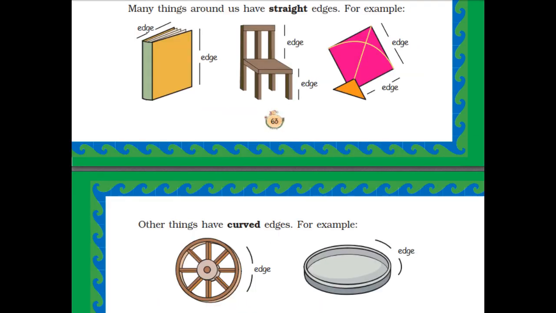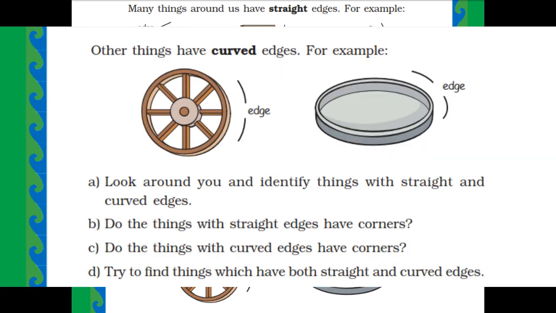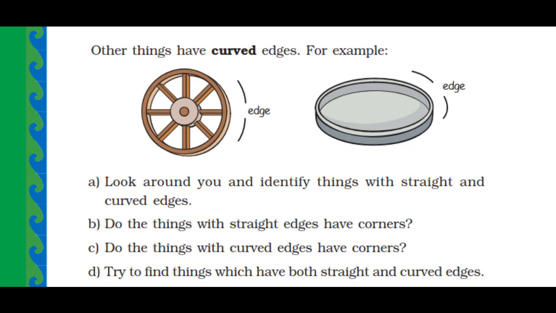Now, many things around us have straight edges. Now, for example, see the pictures. These objects, they have straight edges. And remember children, when two straight edges meet, a corner is formed. Now, other things have curved edges. Now, for example, see this wheel, plate, they have curved edges. Now, look around you and identify things with straight and curved edges.